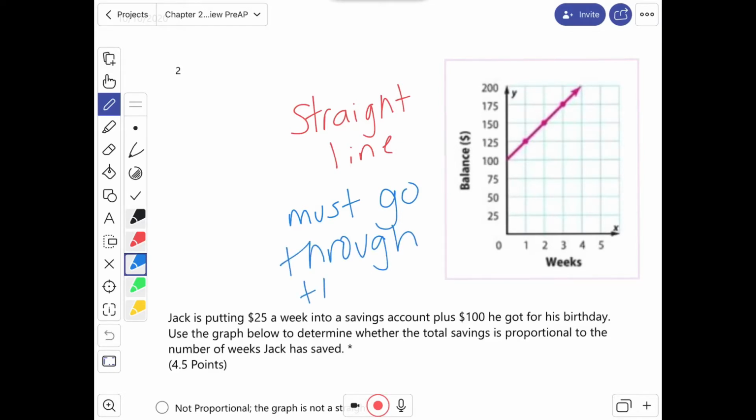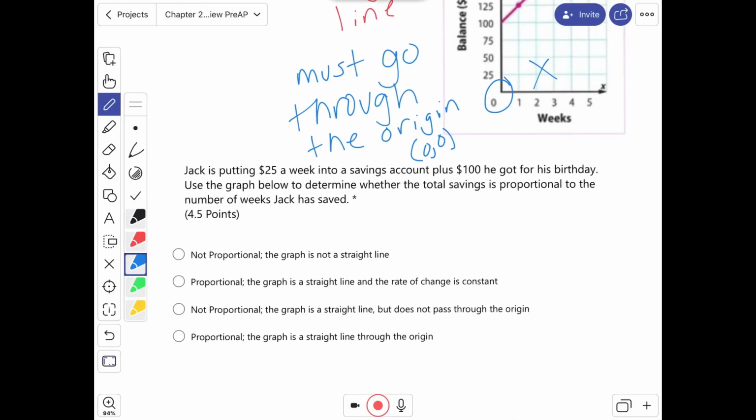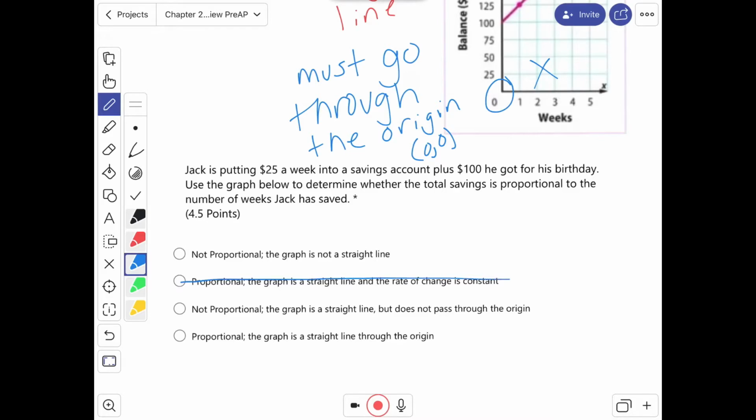Now, where is the origin? The origin is 0, 0. So usually it's in this corner right here. So this line is straight, but it does not go through the origin, so it is non-proportional. Our answer choices say we can mark off proportional. It's not proportional because the graph is not a straight line. That's not true. It is straight. It's not proportional because the graph is a straight line but does not pass through the origin. So it is that answer choice.